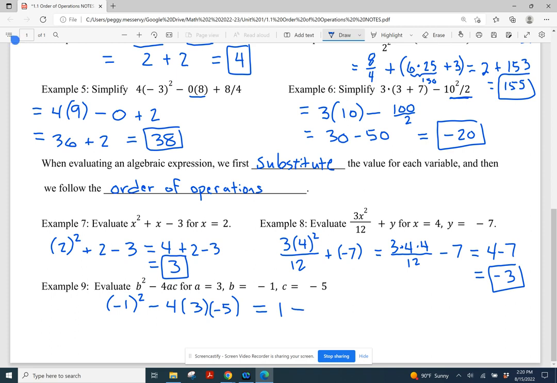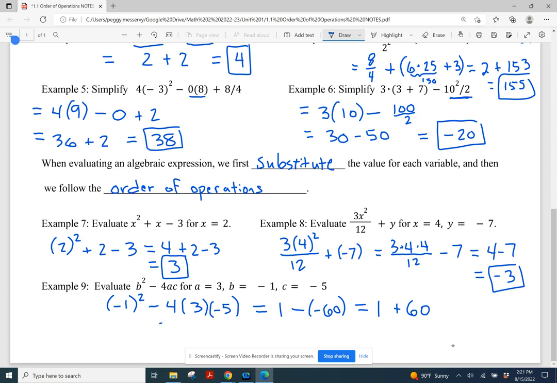Now I'm subtracting, and I'm going to do 4 times 3 times -5. So it's not -4 times 3 times -5. If I did that, I'd have to change it to a plus. So I'm going to have 4 times 3, which is 12. 12 times -5 is -60. So I have 1 minus -60. Notice what I said? It changes to a plus, because subtracting negative is the same as adding.